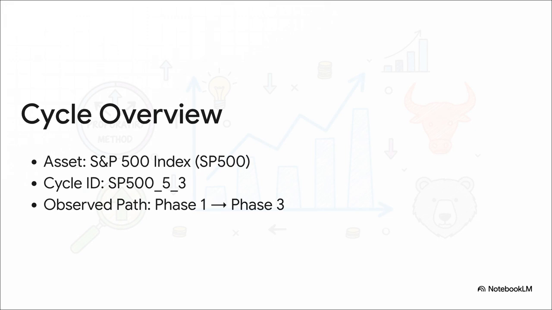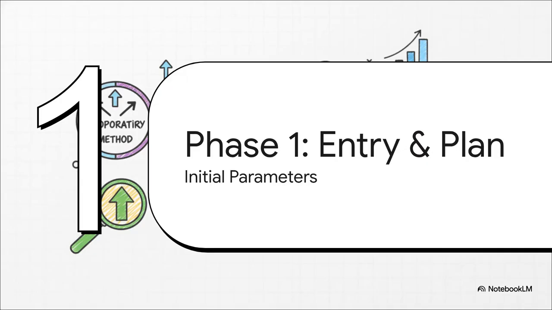This specific cycle has an ID, SP500-53. Now, here's where it gets interesting right off the bat. The observed path went from phase 1 and jumped straight to phase 3. The shapes you see making up the structure are called Triangle 1, Triangle 2, Triangle 3, the trapezoid, and the mirror delay line.